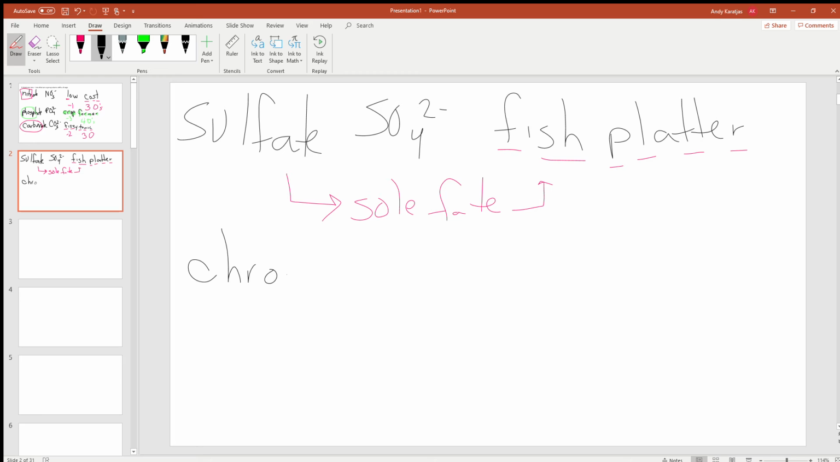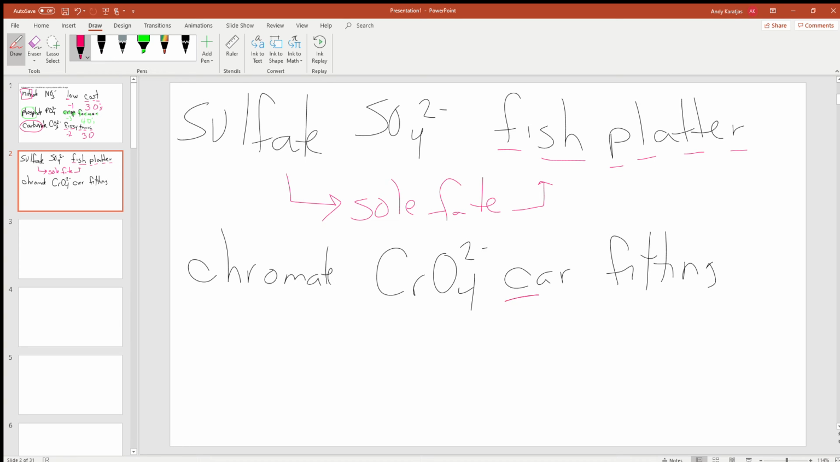Then we have chromate, CrO4 2-. And you could think of chrome that you might find on a car. So we'll use the phrase car fitting. Car, 2 consonant sounds, -2. Fitting, 1, 2, 3, 4 consonant sounds, 4 oxygens.